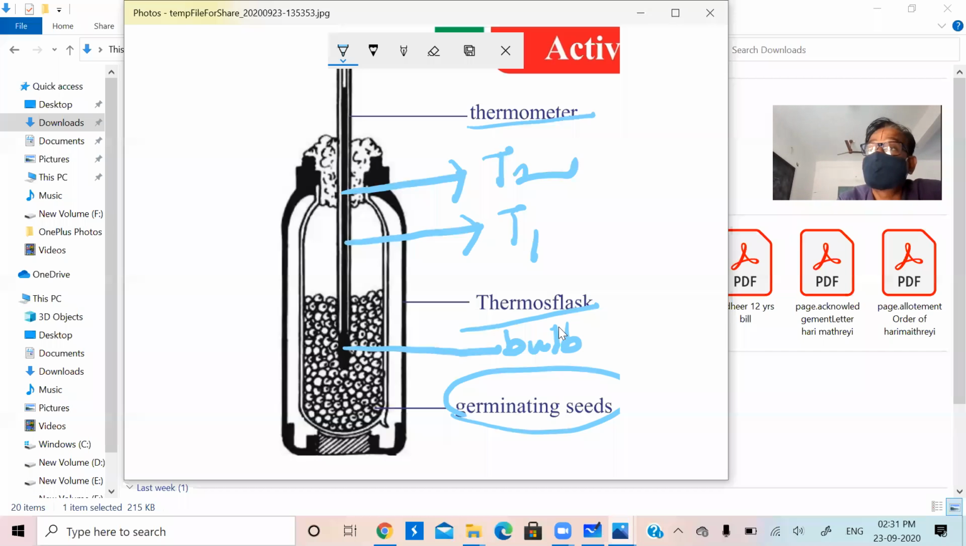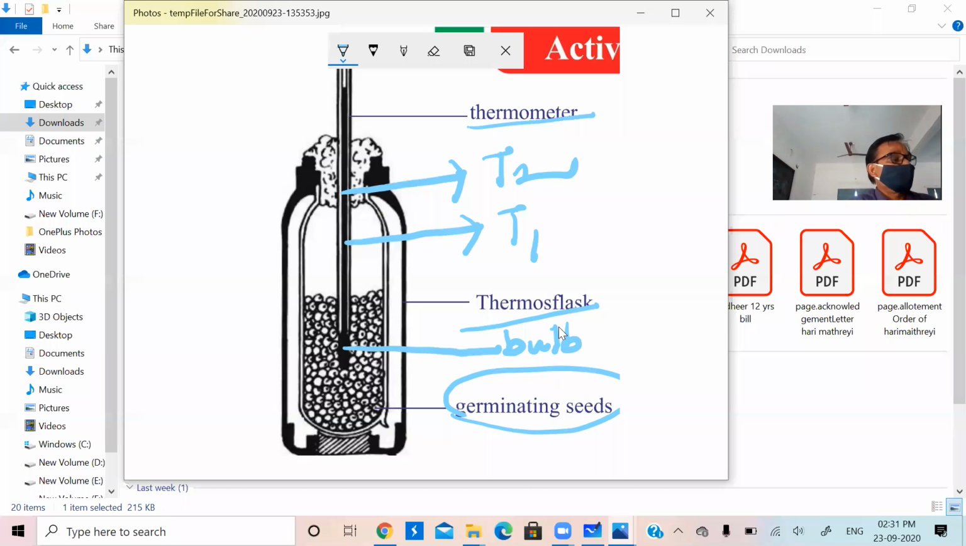Because in germinating seeds, the rate of respiration is more. By the respiration, it produces carbon dioxide and also some amount of heat. Due to the accumulation of that heat in the thermos flask, the temperature rose from T1 to T2. So by this experiment, we prove that heat is evolved during the respiration. With this, we have completed the second lesson, that is respiration.